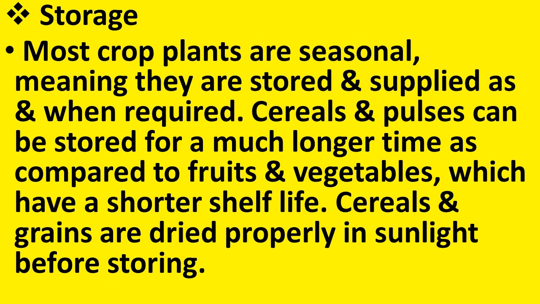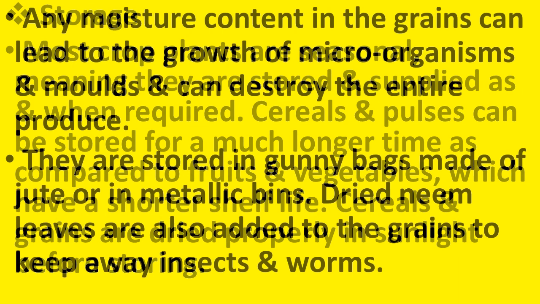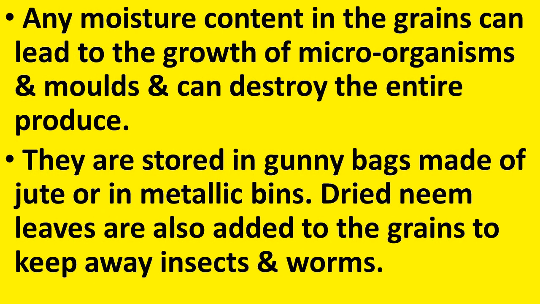is lost. Any moisture content in the grains can lead to the growth of microorganisms and molds and can destroy the entire produce. So we have seen that before storing, the grains and pulses must be dried in the sunlight. Why is it so important to dry? Because even if a little bit of moisture content is there in the grain, that can lead to the growth of microorganisms. And these microorganisms and molds can destroy the entire crops, entire produce.